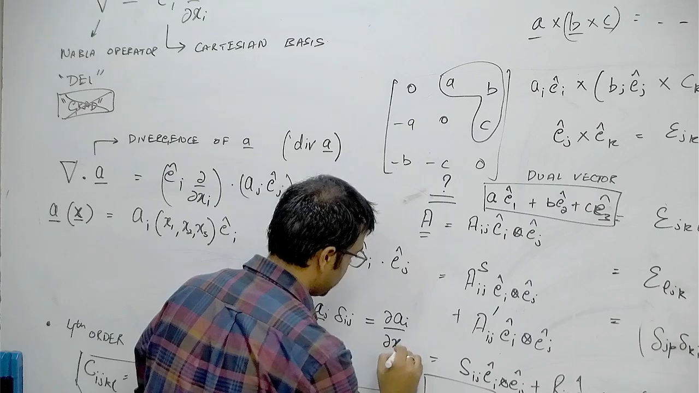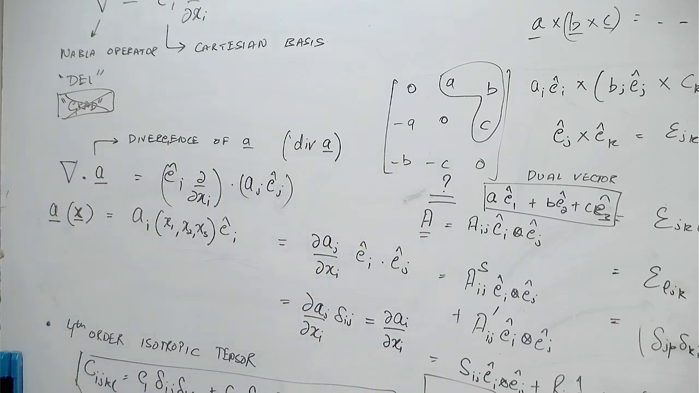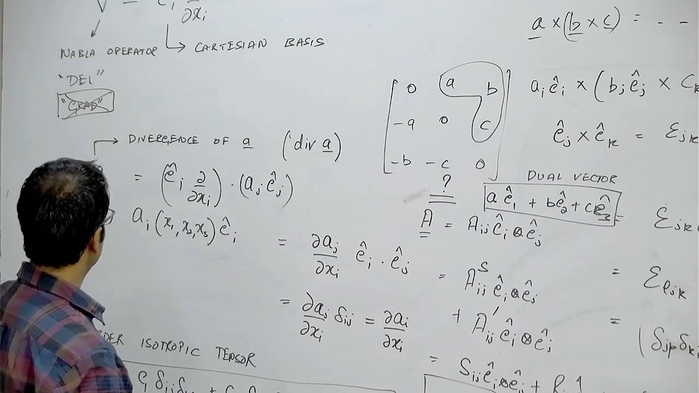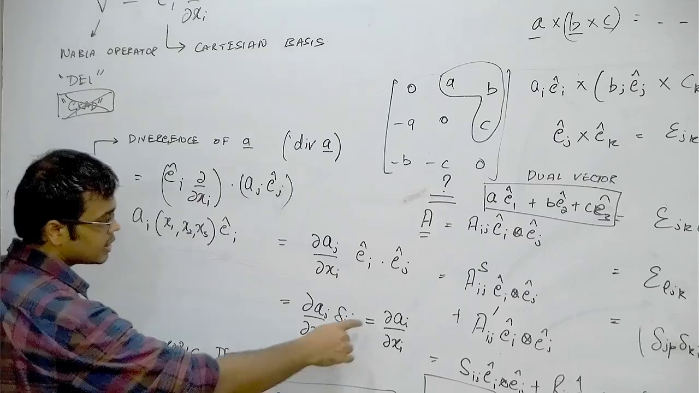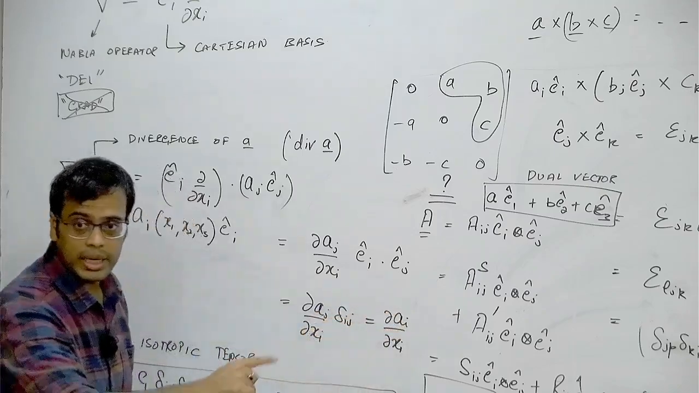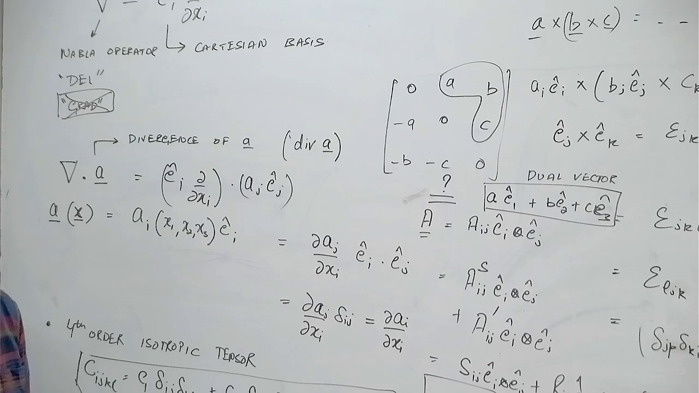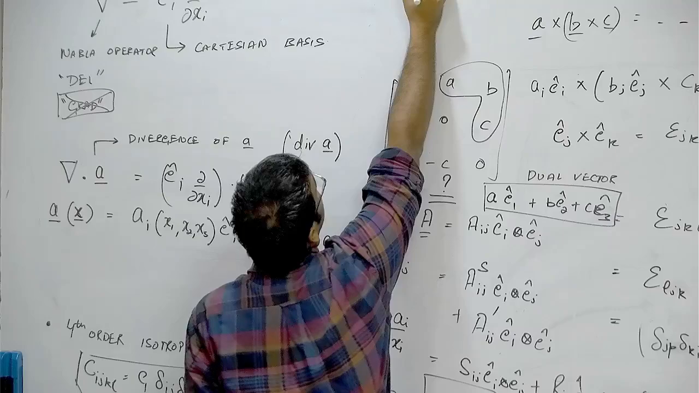Del ai by del xi. So it is actually a summation of 3 terms. This is del a1 by del x1 plus del a2 by del x2 plus del a3 by del x3. By the way, just a trick question, what is delta ii?